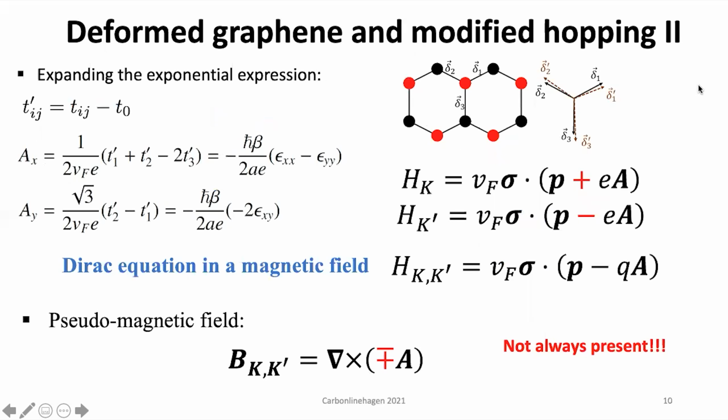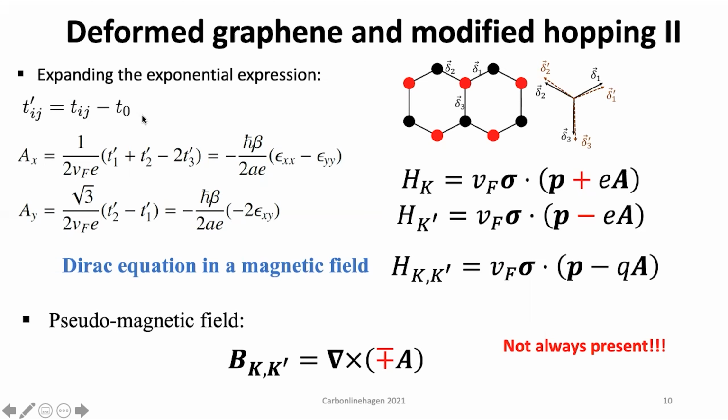So, how do I introduce this modified hopping in my tight binding? As I explained, it is by modifying the hopping parameters. How does this strain appear when I do this expansion around the K and K prime points and work with the Dirac equation? Well, when I do the expansion, the original hopping parameter t is now replaced by the new one, t prime.